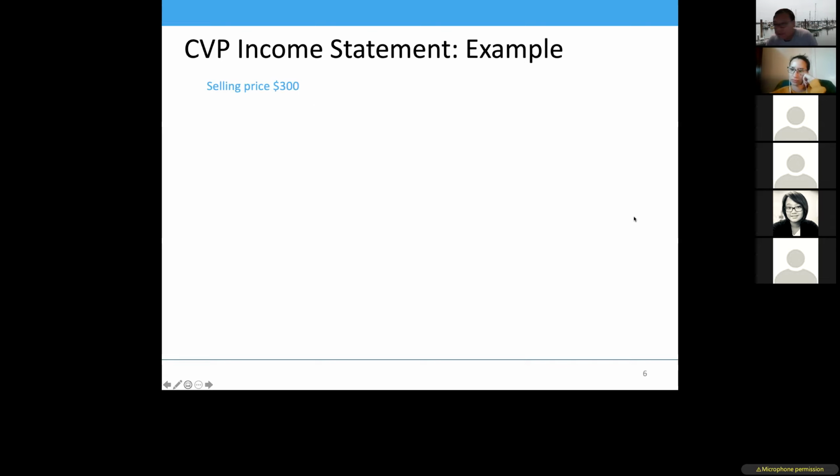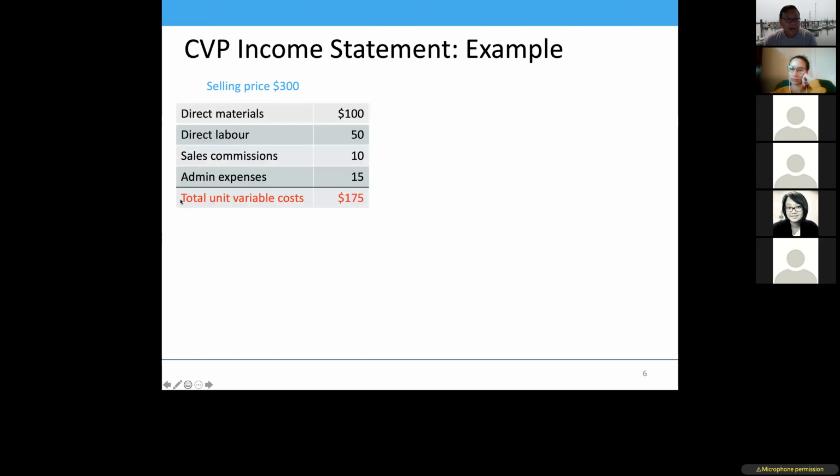So here's one example. Suppose the selling price of the unit is $300. Here are the variable costs for each unit. The variable direct material is 150, the direct labor is 50, and the sales commission: we pay the salesperson $10 if they are able to sell a unit. That's a variable period cost. This is not a product cost, but it's a variable cost. The more the salesperson sells, the more they will receive. Admin expenses are 15. When I add up all these numbers, the total unit variable cost is 175.